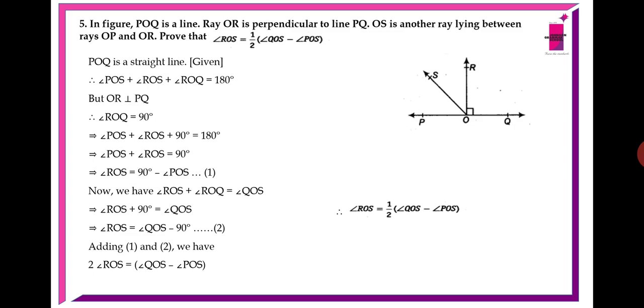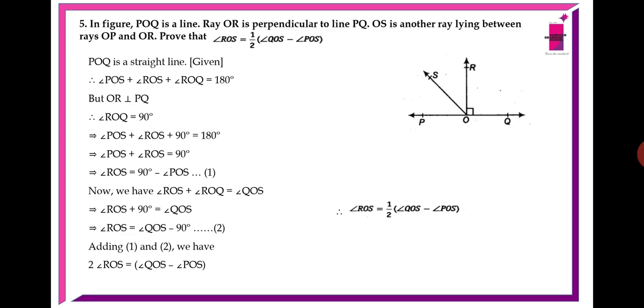Now POQ is a straight line, given. Therefore, sum of the angles on a straight line equal to 180 degrees. Angle POS plus angle ROS plus angle ROQ equal to 180 degrees. But it is given that OR is perpendicular to PQ. Therefore, angle ROQ equal to 90 degrees. So if you substitute 90 in place of ROQ, you will get angle POS plus angle ROS plus 90 degrees equal to 180 degrees.